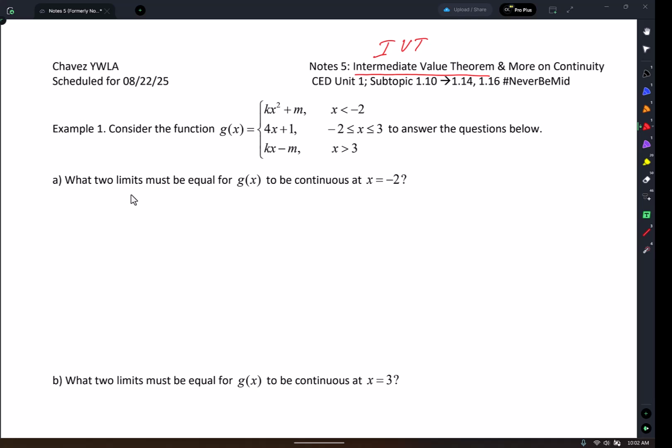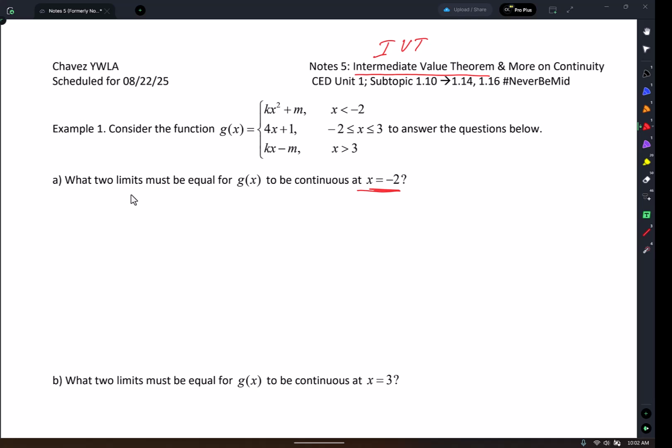So this is a piecewise function. It behaves like kx squared plus m for x less than negative 2. It behaves like 4x plus 1 between negative 2 and 3. And it behaves like kx minus m for x greater than 3. It says, what two limits must be equal for g of x to be continuous at x equals negative 2?